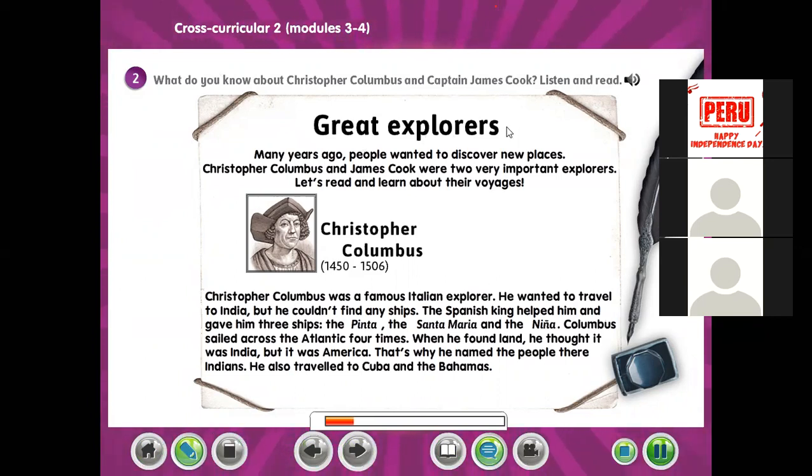Great explorers. Many years ago, people wanted to discover new places. Christopher Columbus and James Cook were two very important explorers. Let's read and learn about their voyages.